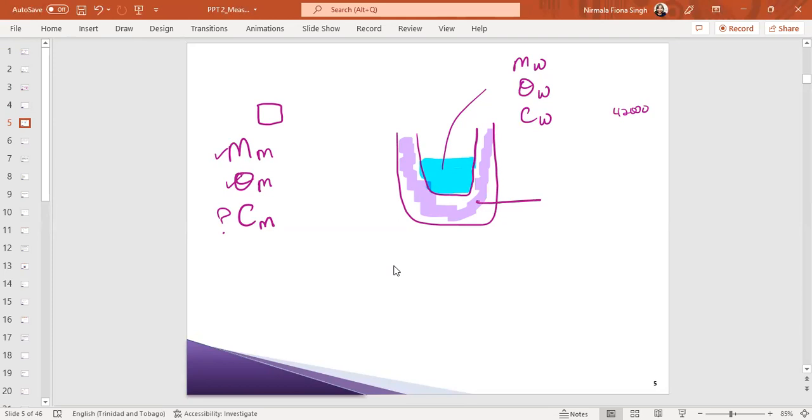And then we will have the mass of the calorimeter, which we can weigh on a scale. We are going to assume that the temperature of the water is the temperature of the calorimeter. And the specific heat capacity is the heat capacity of the material that the calorimeter is made out of. Usually calorimeters are made out of aluminum or copper. So this is what we have here.